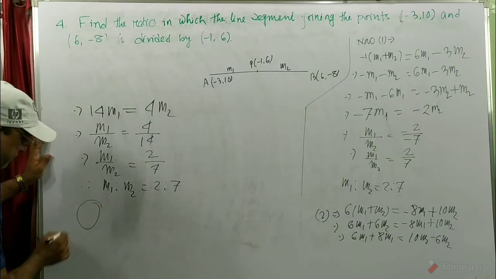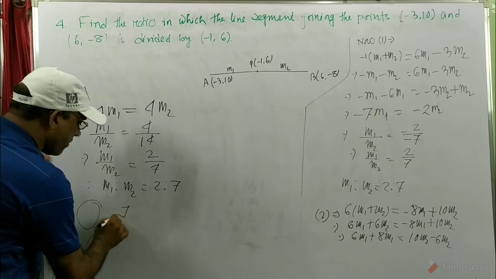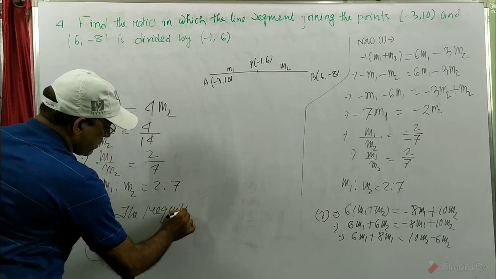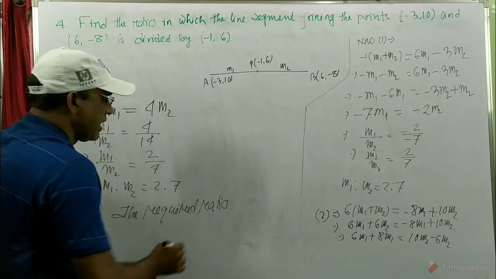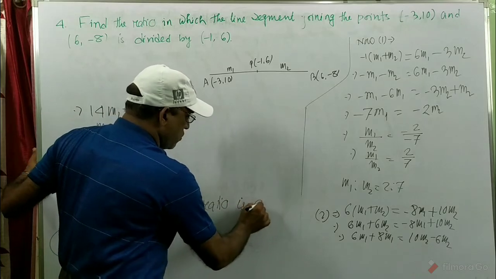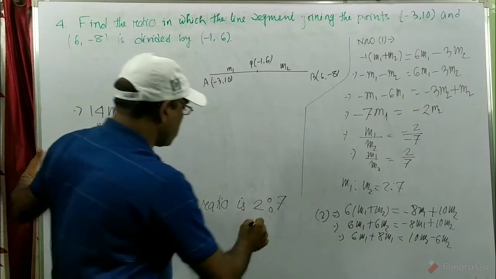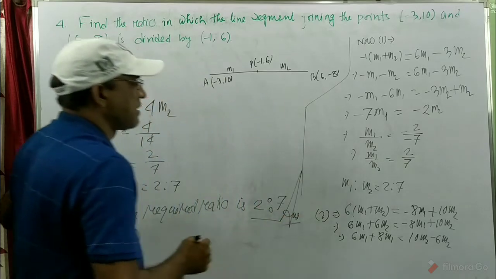Therefore the required ratio is 2:7, and this is our answer.